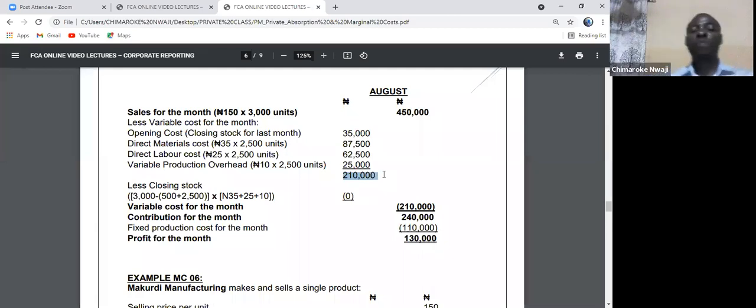It's now time to bring your closing stock. We sold 3,000 units, but we produced 2,500, and we had 500 from last month, making it 3,000. So we had no closing stock. But assuming we had a closing stock, we would have valued it at 70 naira. There's a 70 naira here already.